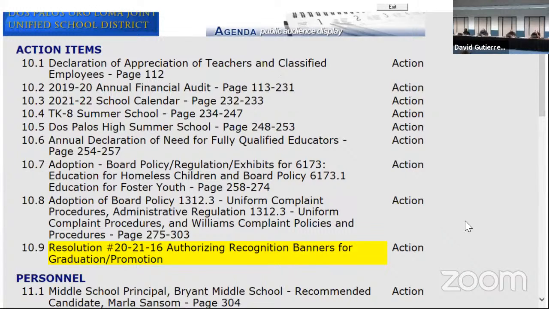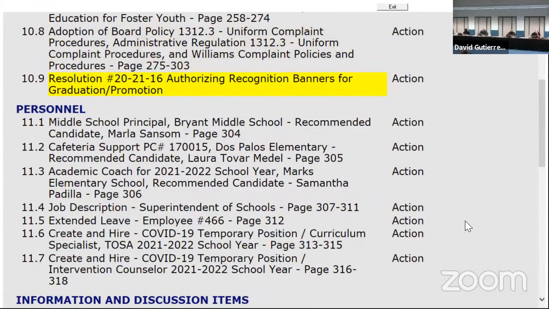Item 10.9 was added, resolution number 2021-16, authorizing recognition banners for graduation and promotion. Is there a motion? So moved by Mrs. Davis. Second by Mr. Merced.